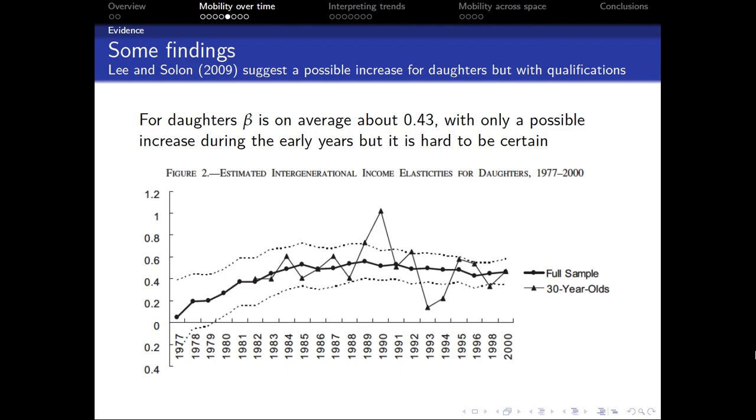For daughters, there's a slightly different perspective, although if you really take the standard errors into account, it might be a little more challenging to say, but at least with the point estimates, you see an upward drift in the intergenerational elasticity up until the 80s, and then it's flat. And that's sort of interesting. There's other research by Susan Mayer and Leonard Lopoo that focuses on the impact of daughters, and they make an interesting point.